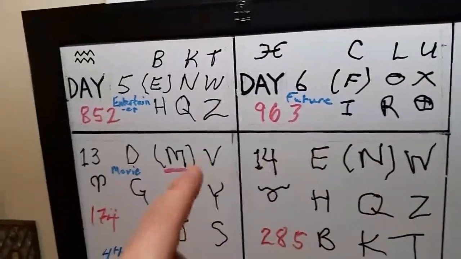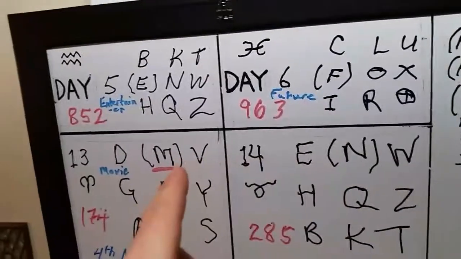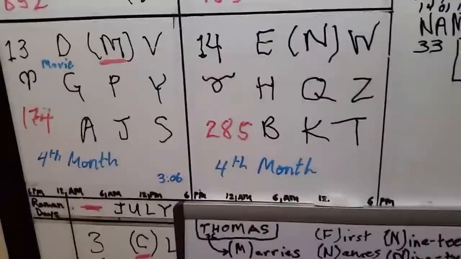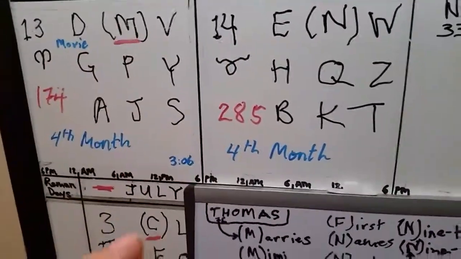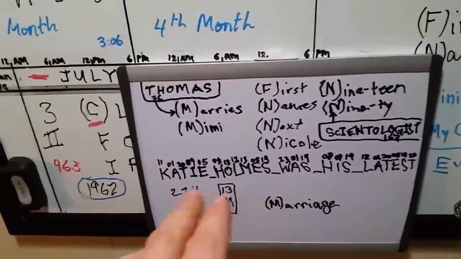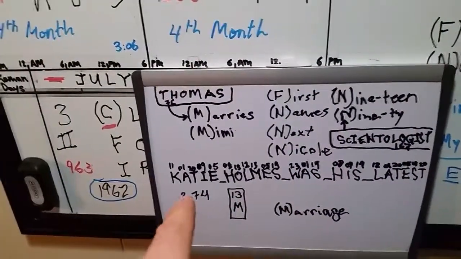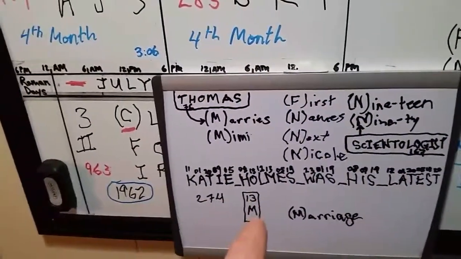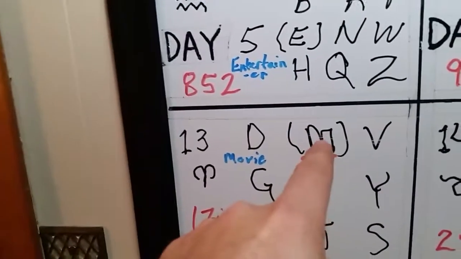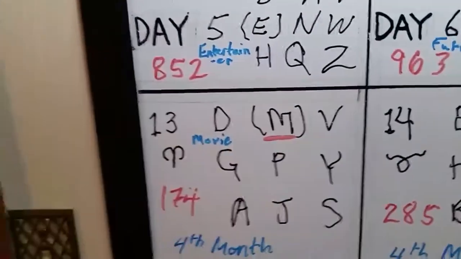Next, Thomas marries Nicole. Okay? And I'm speaking of Thomas Cruise, right? If I add up Katie Holmes, who was his latest, it equals 274. I add the 2, 7, and 4 together. That gives me 13, which is the letter M. So I can point to the M and say Katie Holmes was his latest marriage. Right?